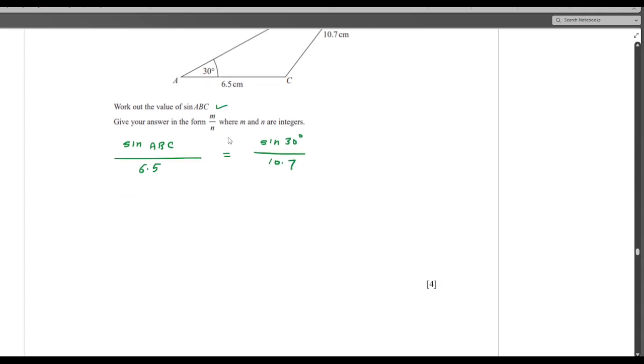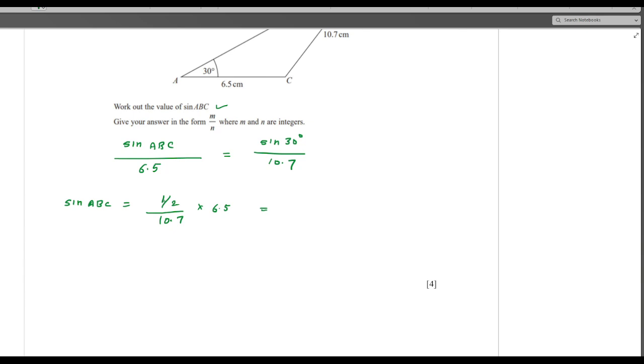Now sine of angle ABC is equal to, now sine 30 is 1 divided by 2, whole divided by 10.7 times 6.5. So this gives you 1 divided by 2. So your 1 divided by 2, I will write this as 1 divided by 2 times 10.7 times 6.5.